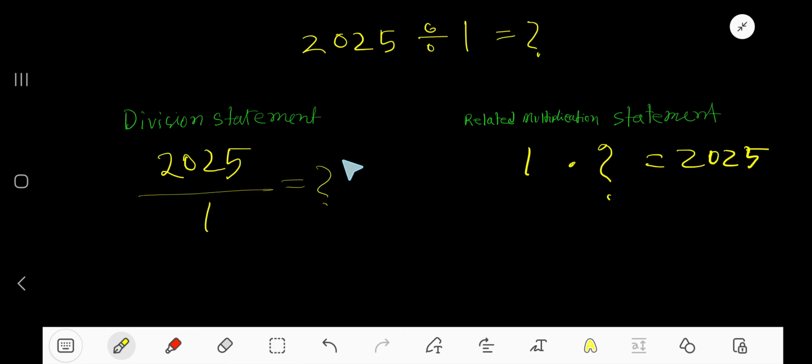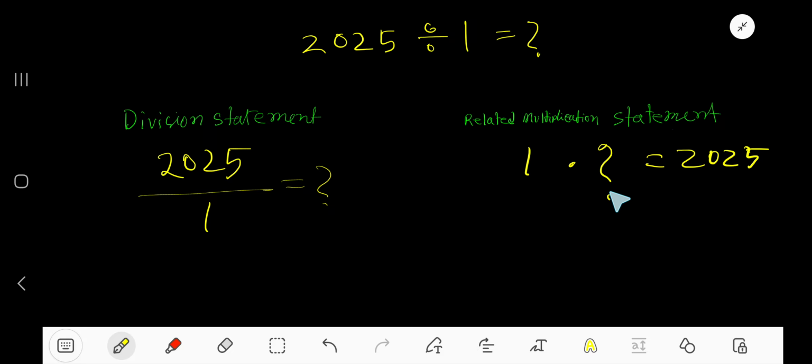We would like to find a related multiplication statement from this division statement. You know that for every division statement there is a related multiplication statement. This is the dividend, this is the divisor, and this is the quotient, right? So divisor times quotient equal to dividend. This is the multiplication statement.